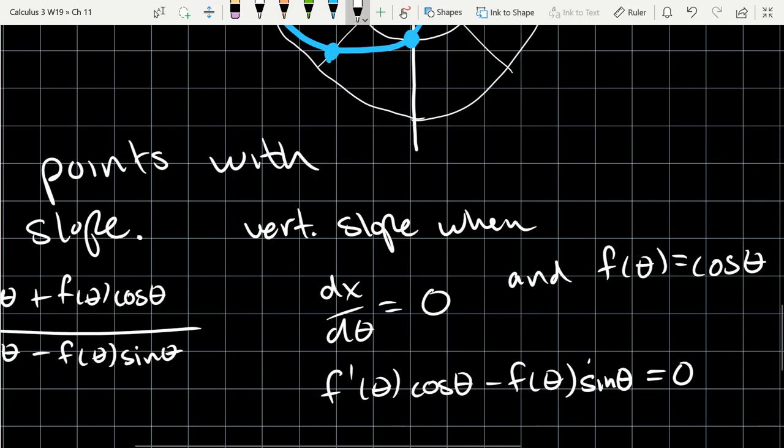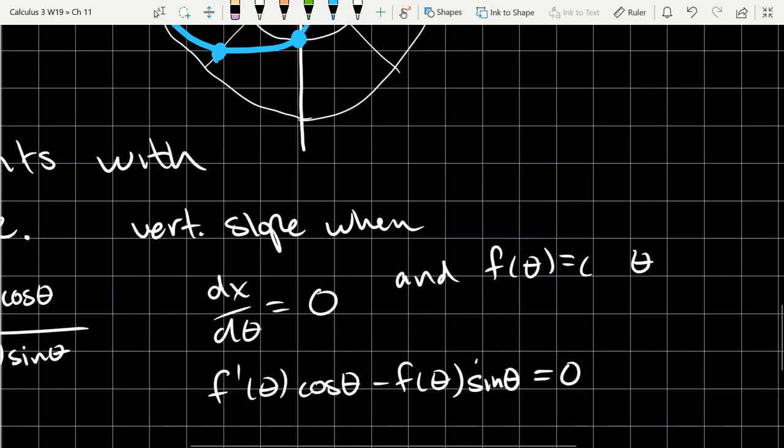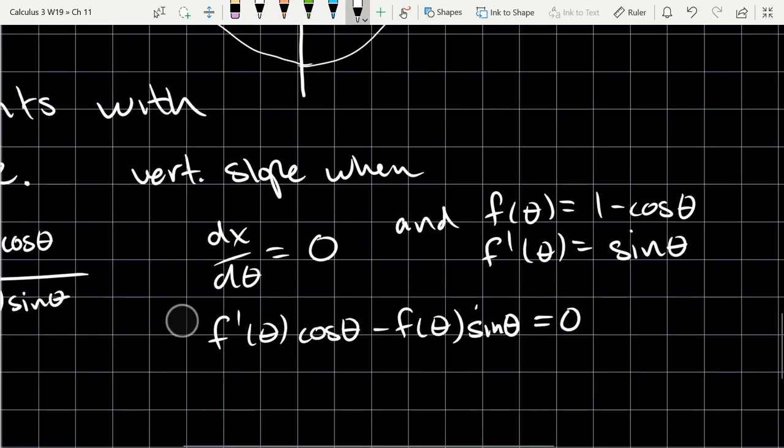So f of theta is 1 minus cos theta. And f prime of theta will be just positive sine theta. Derivative of 1 is 0. Negative cosine's derivative is sine. All right, so plug all these in and see if you can find theta.